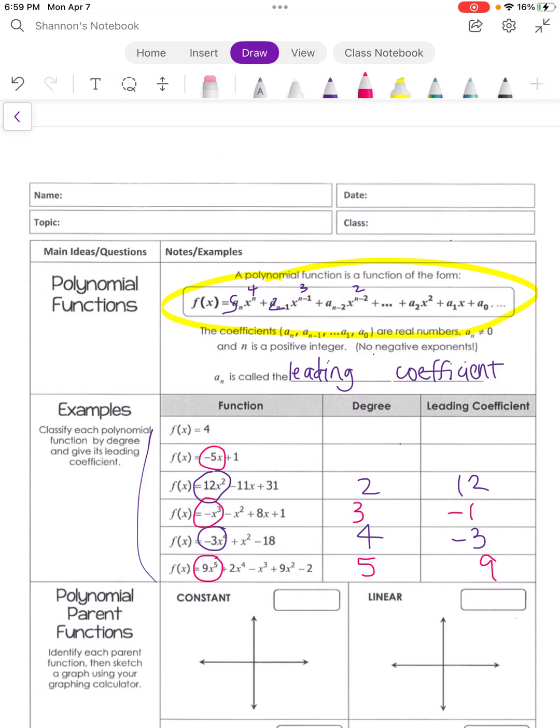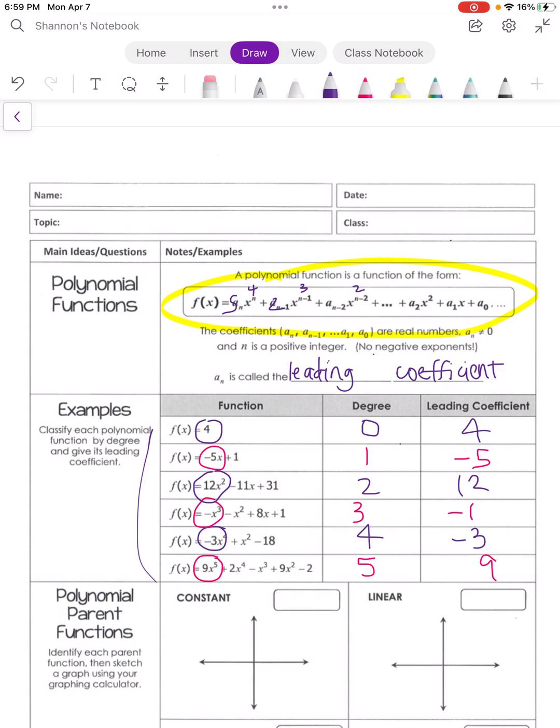Above that, I have negative 5x, because that does have a degree of 1. Leading coefficient there would be negative 5. For the top one, it's only got the 4. That is a degree of 0. It's considered a constant, but the leading coefficient would then be 4.